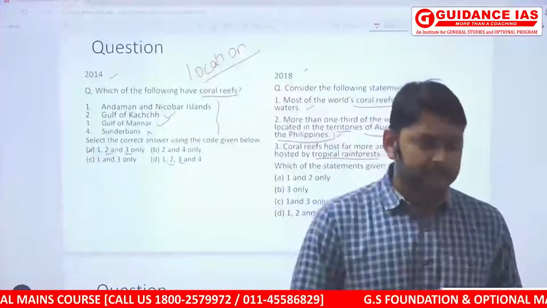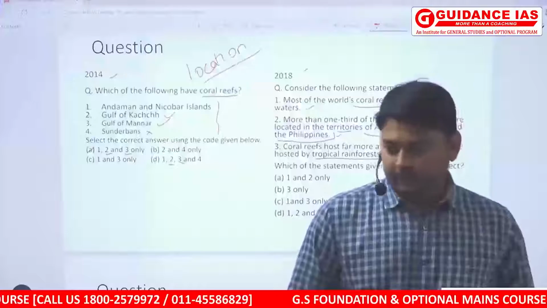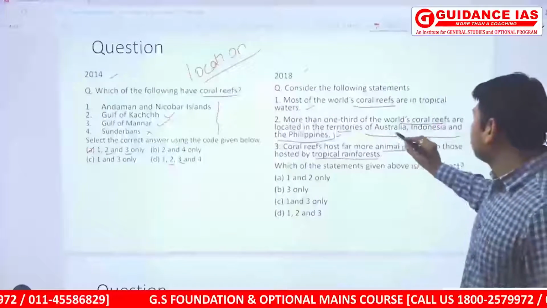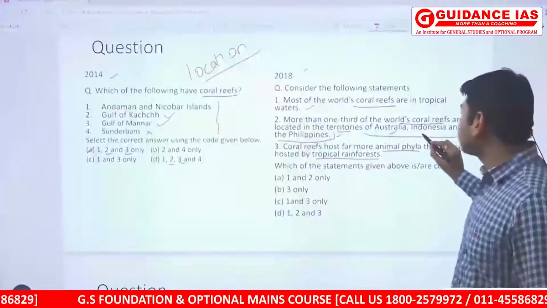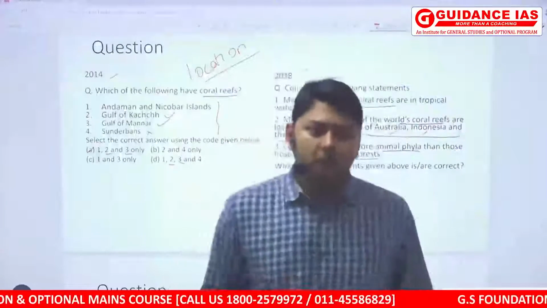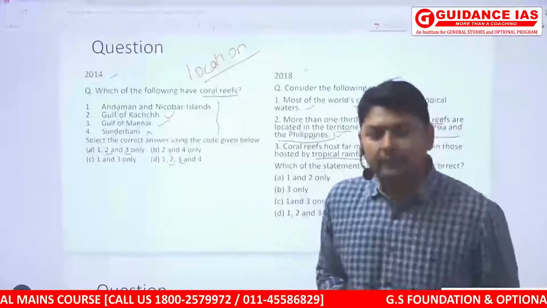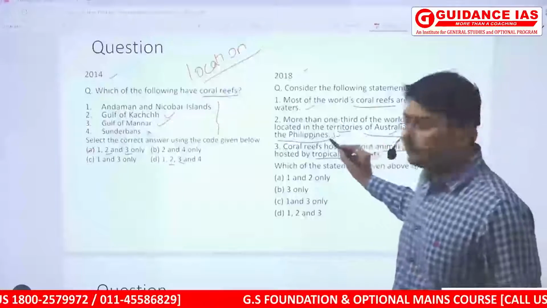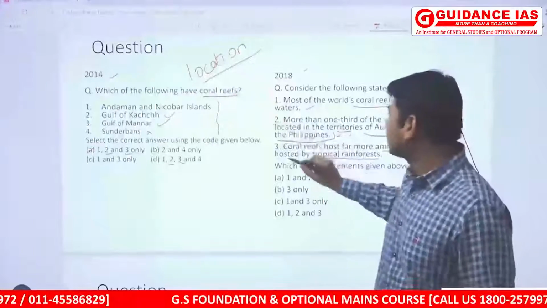The Great Barrier Reef. Basically, it is present in Australia. Similarly, corals are also present in Indonesia and Philippines. And together they form around 41% of the total coral reefs present in the world. So this point is also correct.